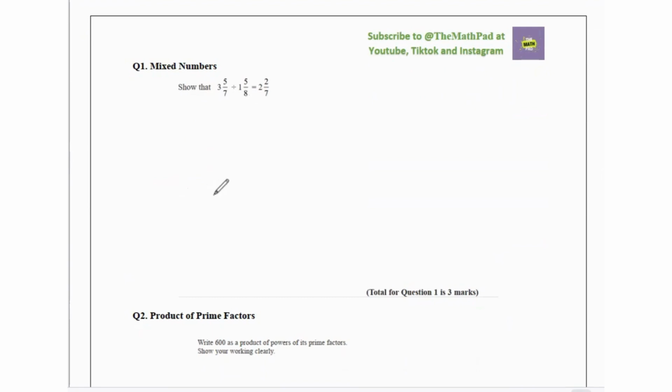So first thing first, you change the mixed number into an improper fraction. So for that, you multiply the denominator with the whole number and add the result to the numerator. So 7 times 3 is 21. 21 plus 5 is 26. So 26 over 7 divided by 8 times 1 is 8, plus 5. That's going to be 13 over 8.